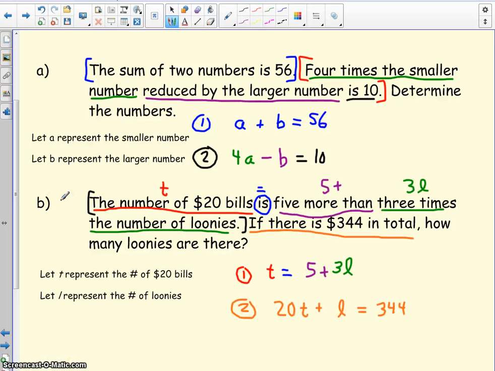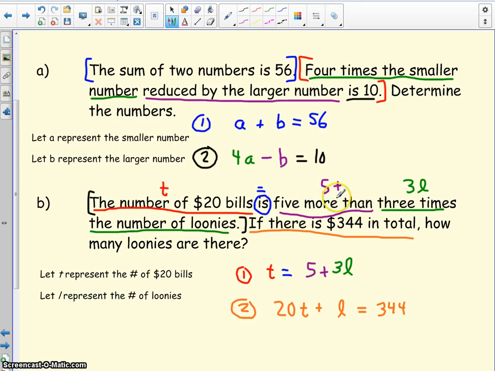Okay, you can take a look at the answer here. Again, sometimes the trick is just taking it piece by piece and putting each piece into equation form first. The first sentence says the number of $20 bills is 5 more than 3 times the number of loonies. The number of $20 bills I let T represent, so T equals 5 more than 3 times the number of loonies.